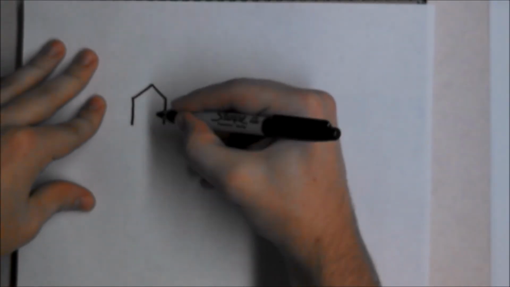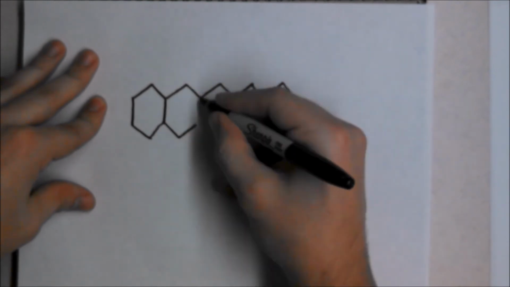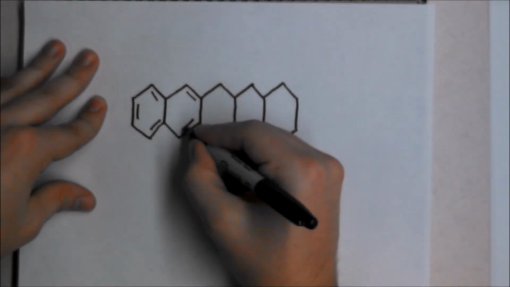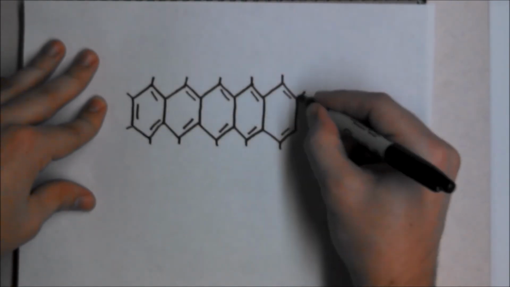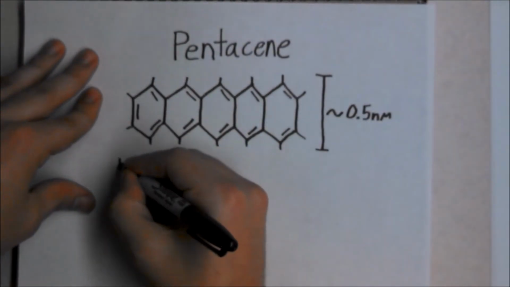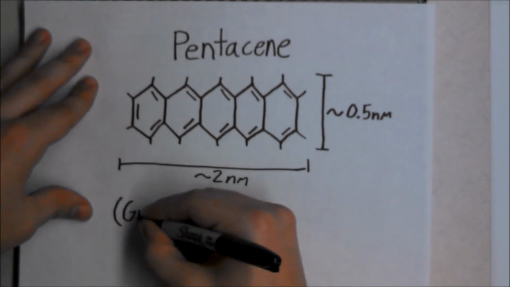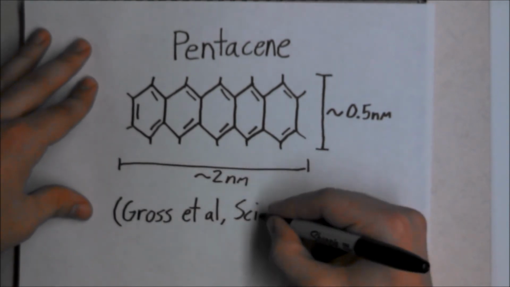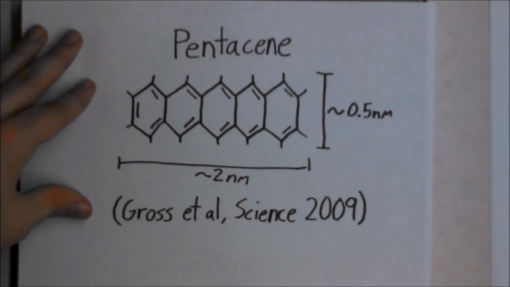One of the crowning achievements of AFM was the use of it to image a molecule called pentacene, which looks like this. It was done with a cantilever so sharp it was terminated with a single carbon monoxide molecule. And what's amazing about these images is that you can resolve individual chemical bonds. Plug this into Google Images and you can see for yourself.